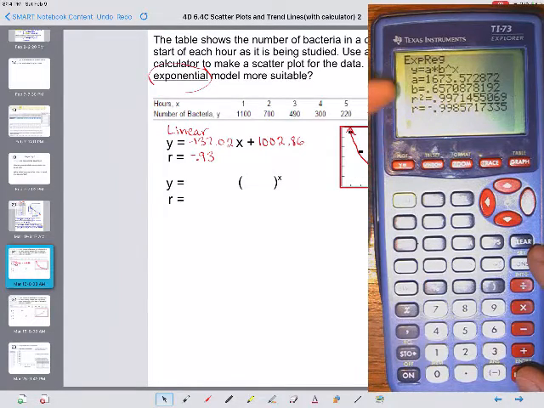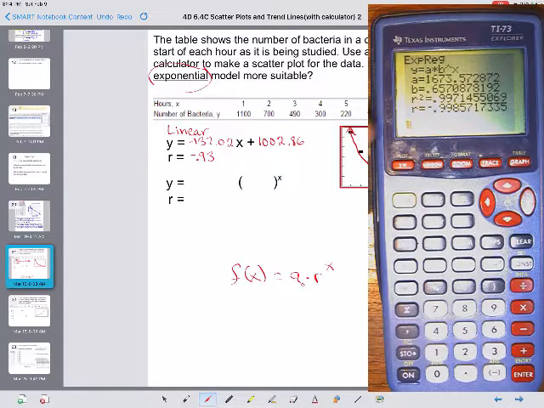Hit enter, and here it says y equals a times b to the power of x. That should look familiar as an exponential function. So if you guys remember back, let me just take a side note here. We said a while back that f of x equals the initial amount times the common ratio to the power of x. So basically it's telling our initial amount and our common ratio here. So our equation would then be 1673.57.